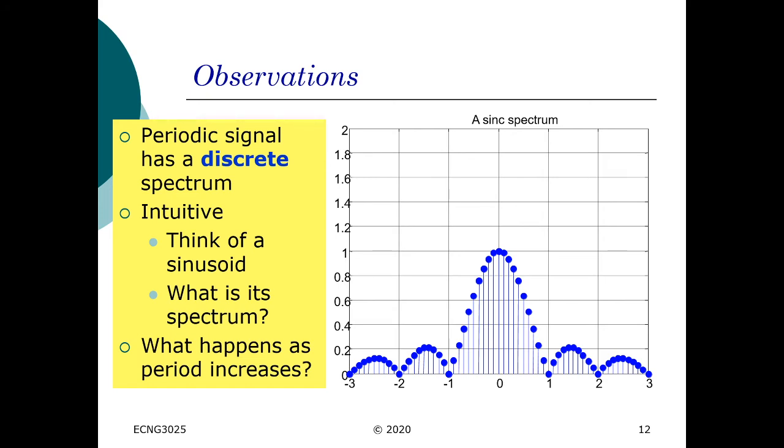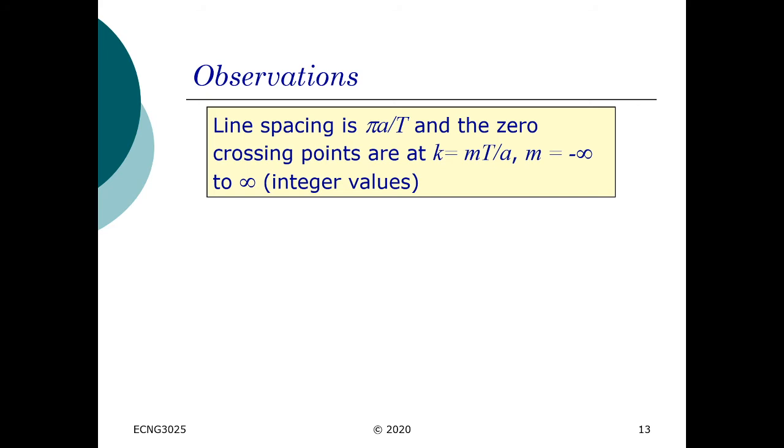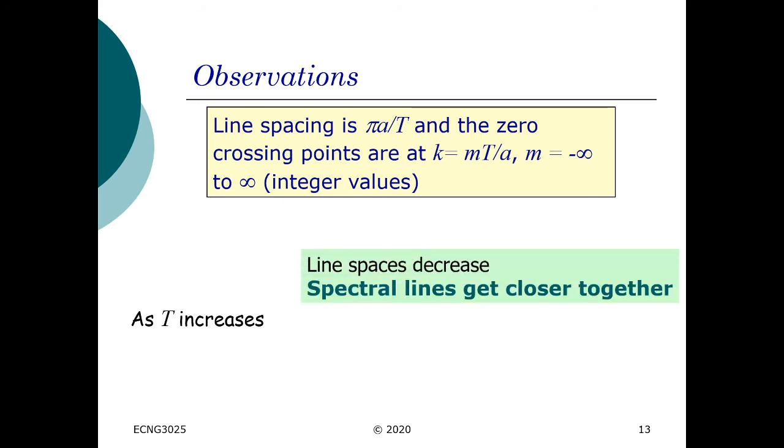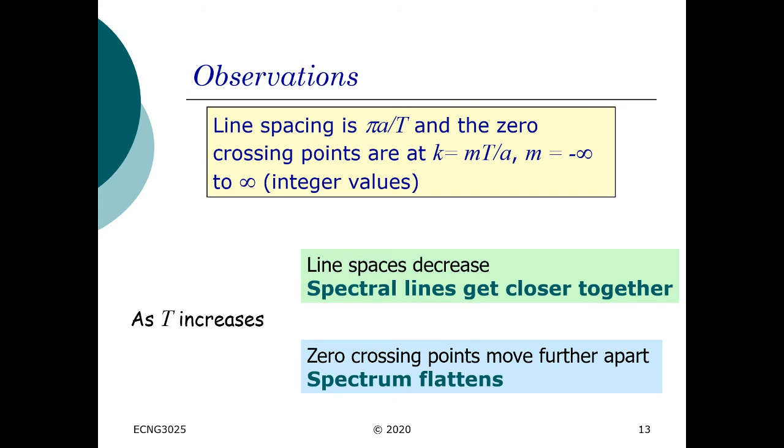So the question here is what happens if the period increases. So as the period increases, we know that the line spacing in here is pi a divided by t. And the zero crossing points are given by this k factor here being mt divided by a, where m goes from negative infinity to positive infinity and m only takes integer values. So as t increases, the line spacing decreases. And as such, the spectral lines get closer together. The zero crossing points will move further apart, and as such, the spectrum flattens.